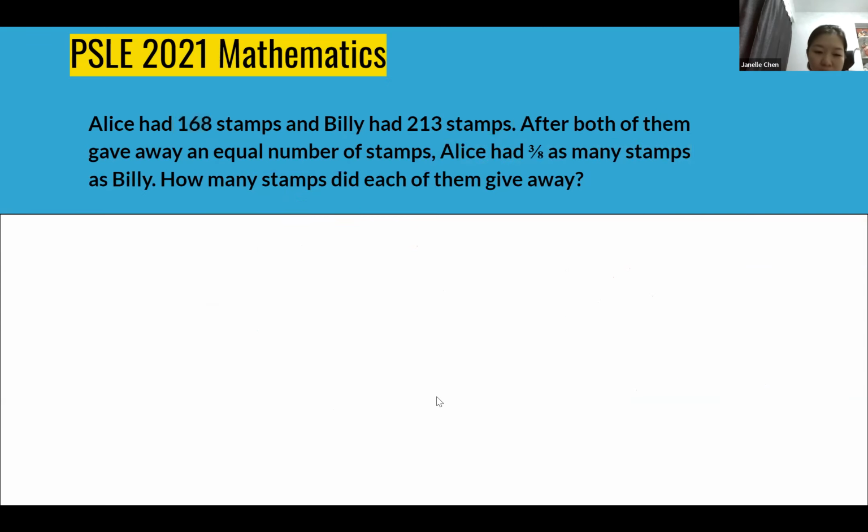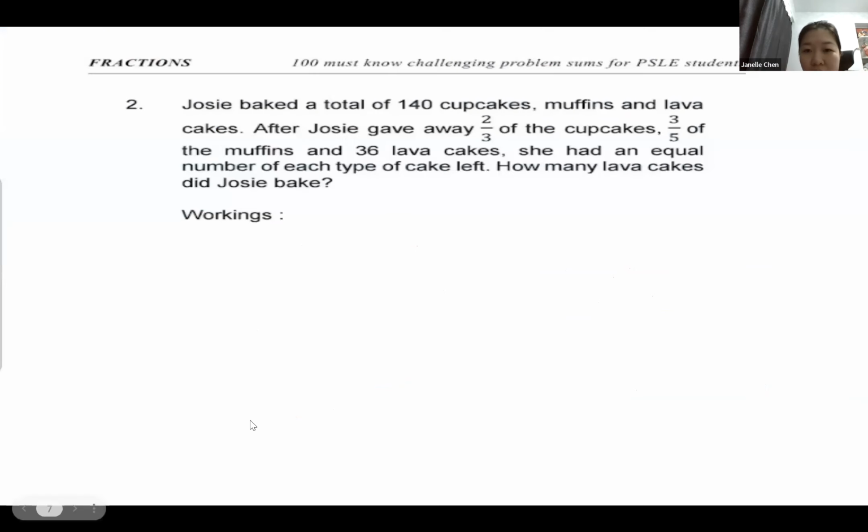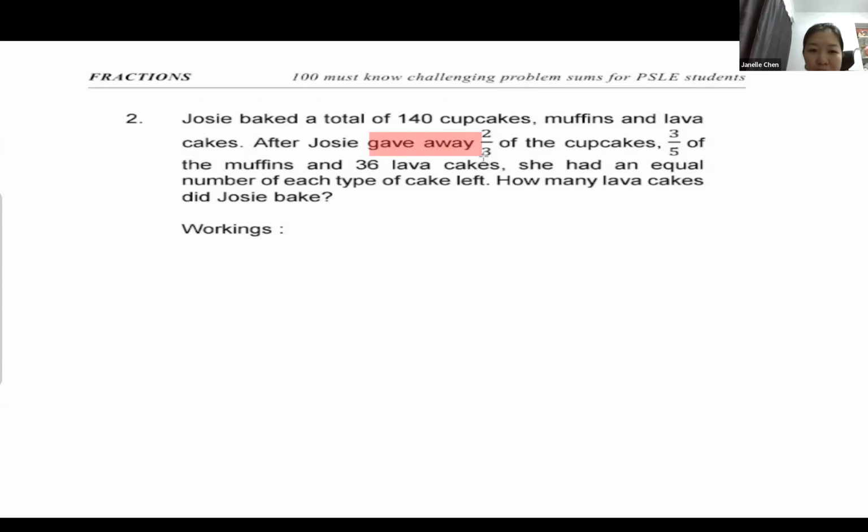So I'm going to move on to the next question. This question happens to be the same kind of question, but it will be more of a P5 and P6 one already. When I say it's the same kind of question, it's because we still have the same wording here, with fractions, so it's still before and after. But now there's one person, and there are 3 items here.